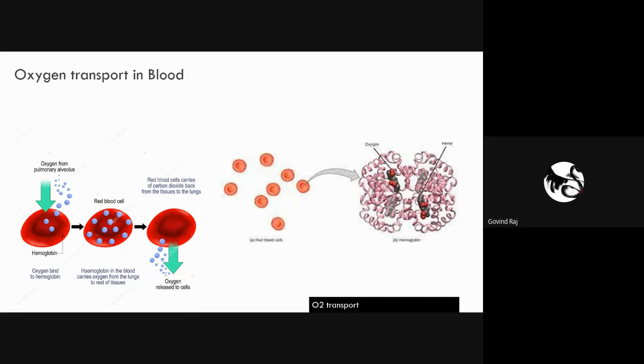After that, due to the partial pressure variation, the oxygen gets unbound and is transferred to the tissues. So this cooperative binding is the phenomenon by which the affinity of hemoglobin towards oxygen is changed upon binding of one oxygen molecule to the hemoglobin.